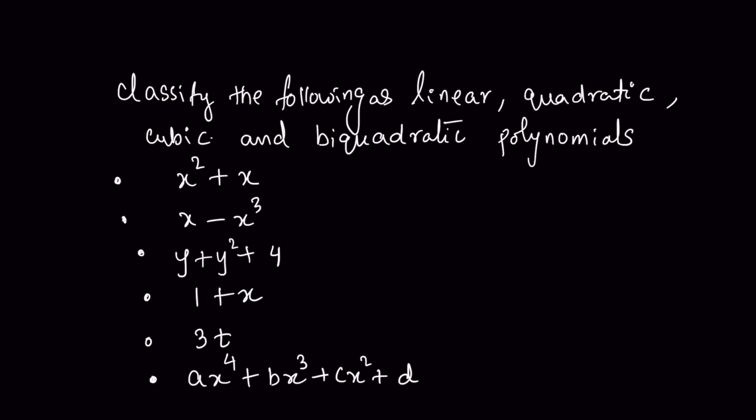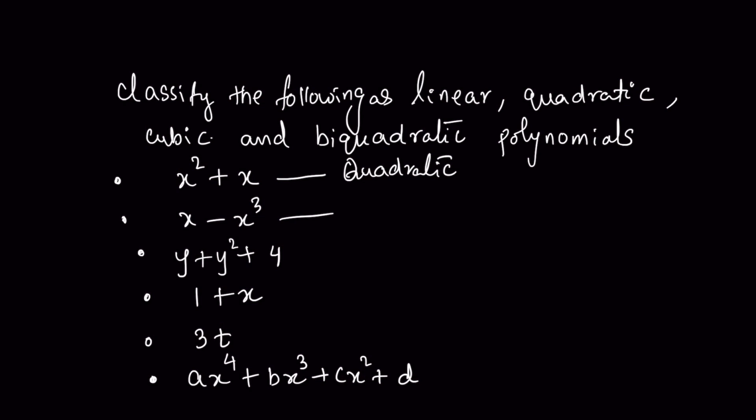Classify the following as linear, quadratic, cubic and biquadratic polynomials. How do we classify the polynomials? Depending on the degree, we can classify. Let us see the first example. X square plus x. Degree of this polynomial is 2, so it is a quadratic polynomial.